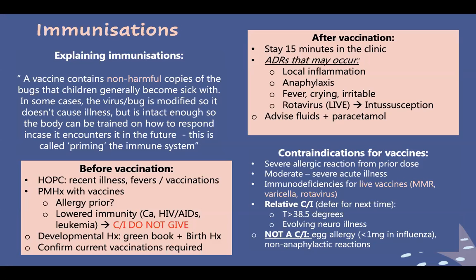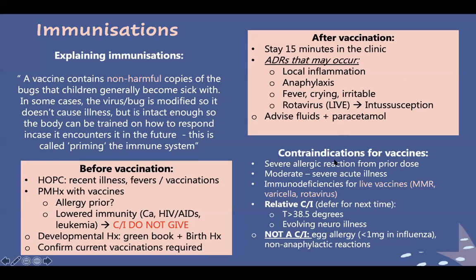Contraindications, they like to ask on your GP end of year exams in 4C. So I just thought, why not? Two birds, one stone. Severe allergic reactions from a prior dose: as long as these are anaphylactic reactions, then it's a contraindication. If you currently have a severe acute illness, it's a contraindication for the current vaccine, but then you just wait till the child improves and then you would rebook them for their vaccination.